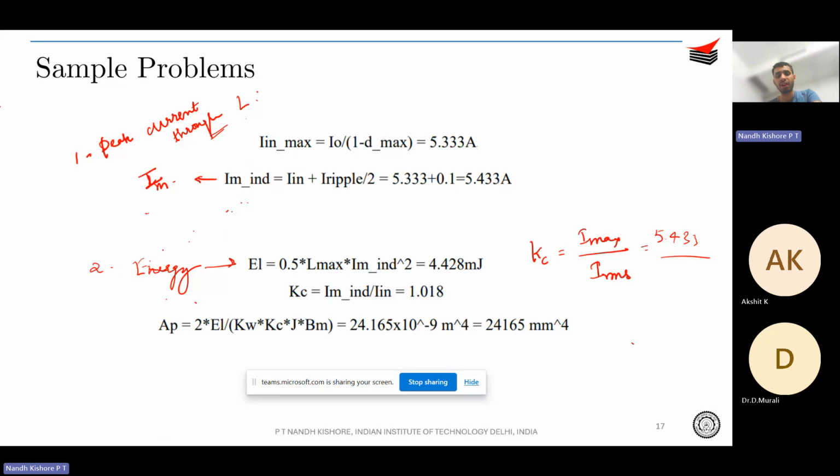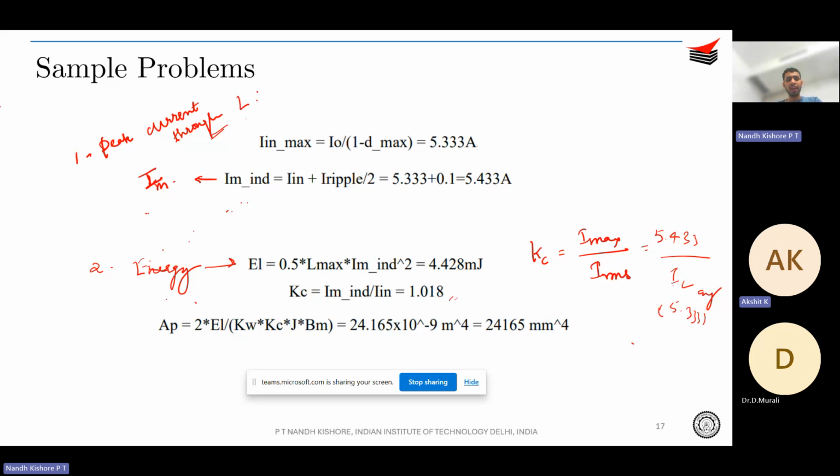For the RMS, we can assume right now that the inductor carries a constant current, or it's a constant current source. Therefore, IRMS is basically the inductor average current itself, which is IN. So 5.43 divided by IN is 5.33. From that you get your Kc. This is 5.333.